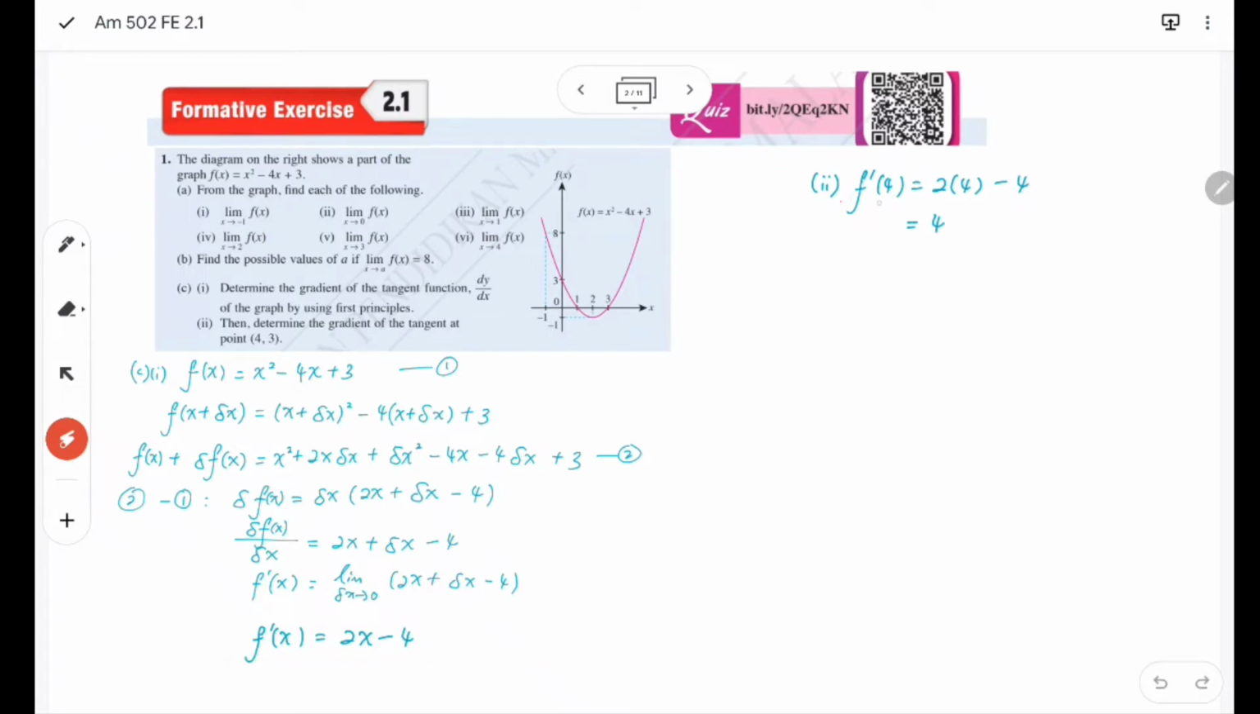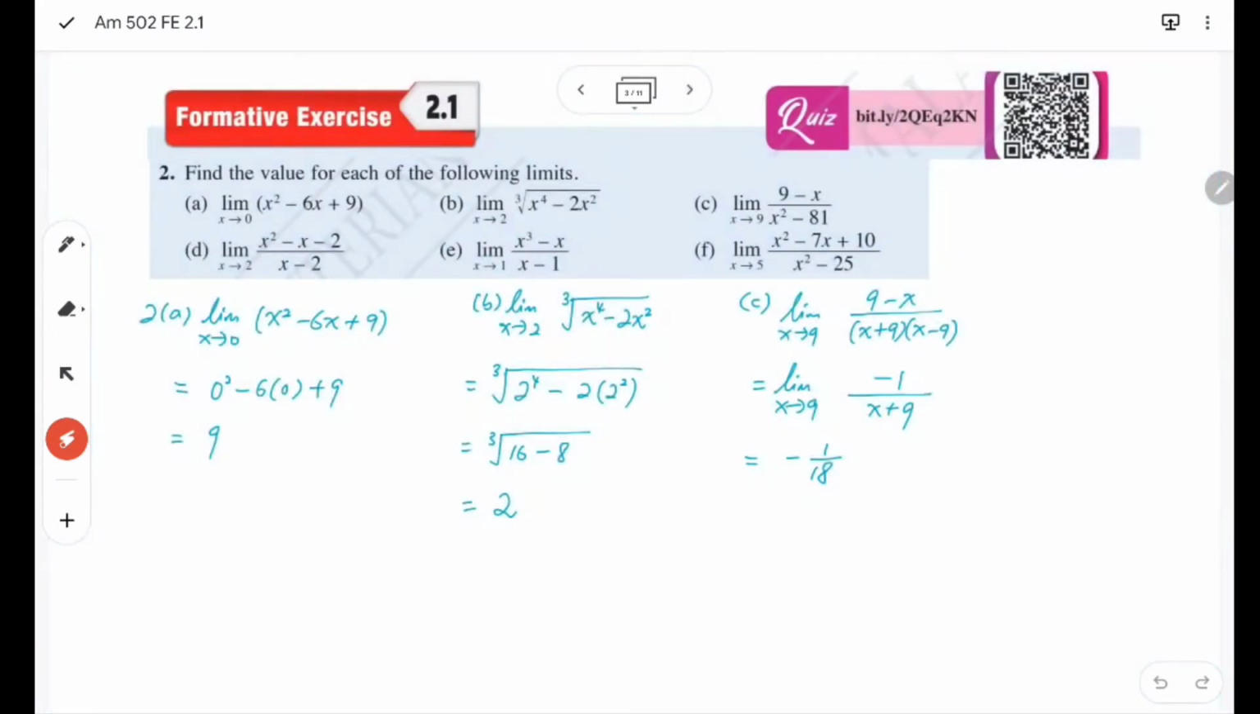So we get f prime 4 equals 2 times 4 minus 4, which is equal to 4. Question number 2. Find the value of each of the following limits. A. Limit of x squared minus 6x plus 9 when x tends to 0. So just an algebraic expression like this, we can substitute x equals 0 inside, and we get 0 squared minus 6 times 0 plus 9, we get 9.